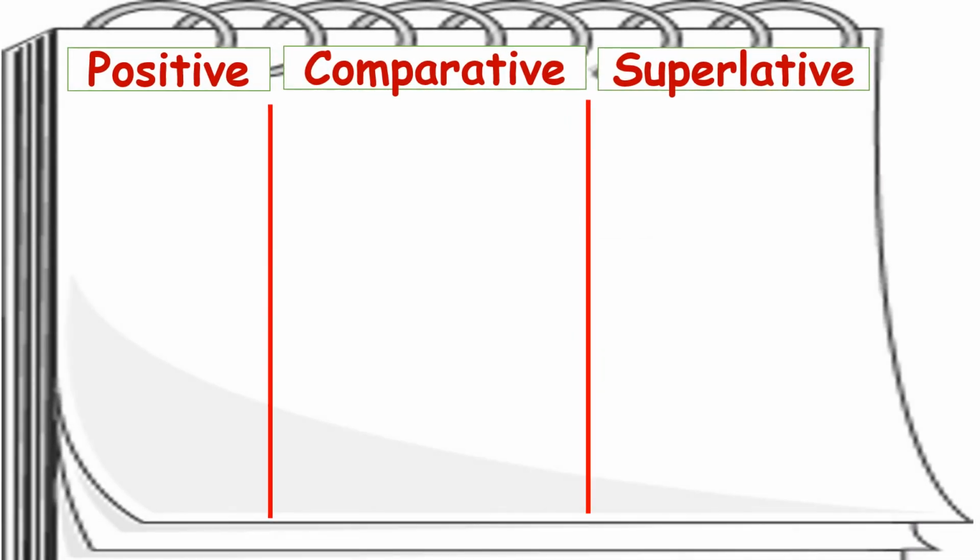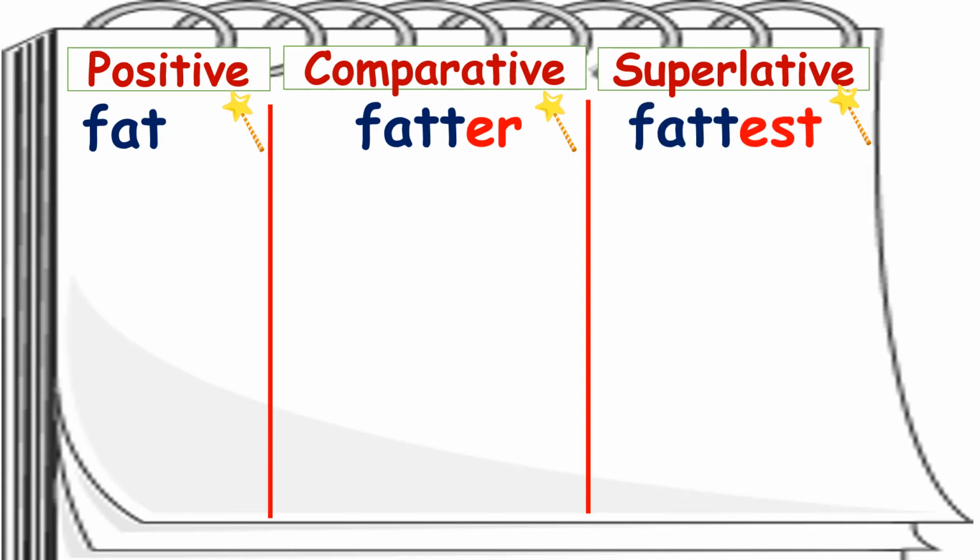We are going to look at some more examples of adjectives where you double the last letter before adding er and est. So remember, we have our positive degree, our comparative degree and the superlative degree. So you have fat. So there is a short A. The A in fat says ah. So we double the last letter, we double the T, and then we add ER and EST.